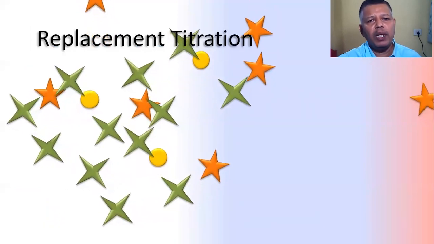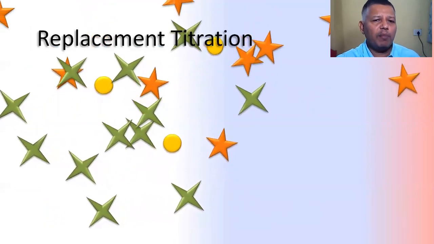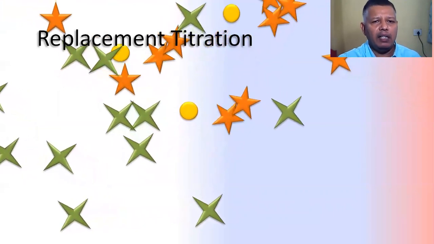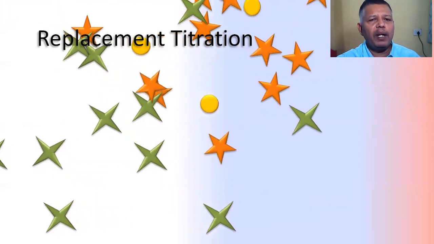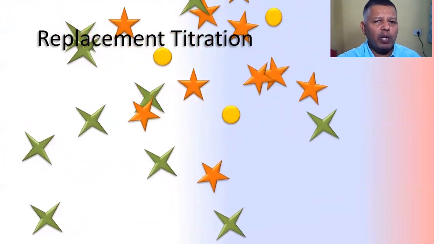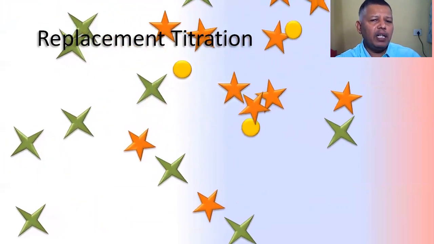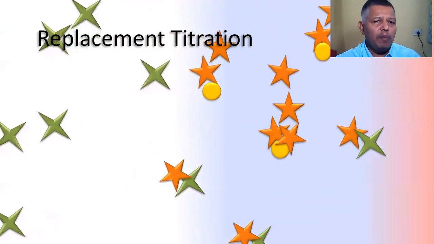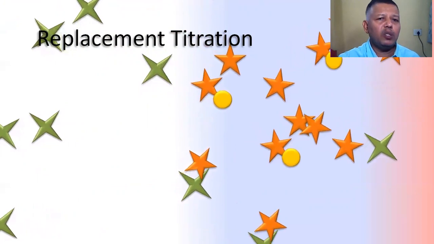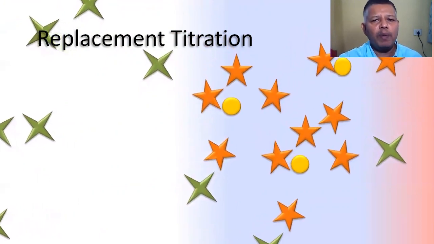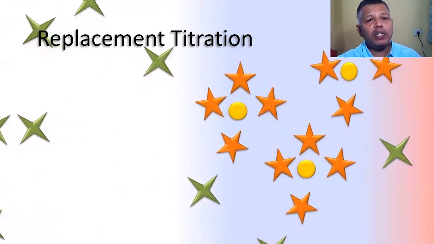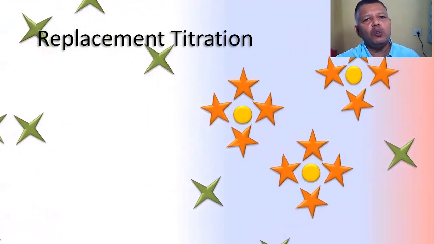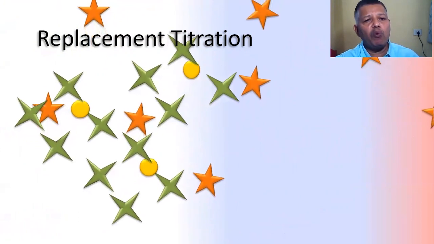Now, in the case of replacement titration, sometimes one of the ligands gets completely replaced by another ligand, so one metal forms a complex with the first ligand and it is completely replaced by another ligand. Now, how much ligand gets removed from the complex? From that we can also find out the concentration of the metal ion, or how much ligand is required to form the complex. It depends on what type of ligand.